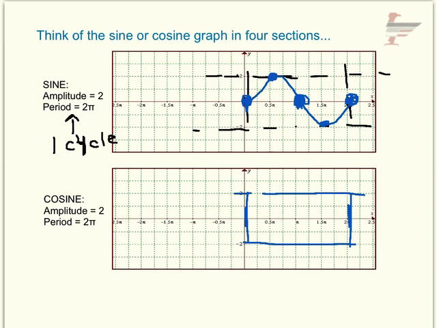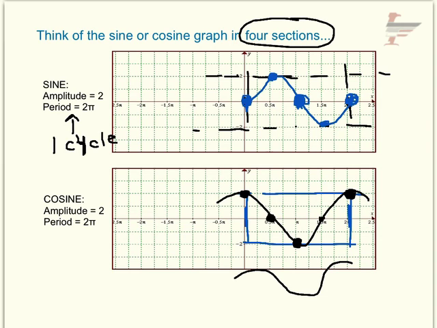So again, cosine actually starts above, so it's going to start here, and then it's going to end here, because remember your cosine wave kind of does this. Halfway in between is pi, and that's going to be down here. Halfway in between 0 and pi is 1/2 pi, and that's going to be here. And halfway in between pi and 2 pi is 1.5 pi. And that's your one cosine cycle. So again, thinking about it kind of in 4 sections, so halves and then halves again.